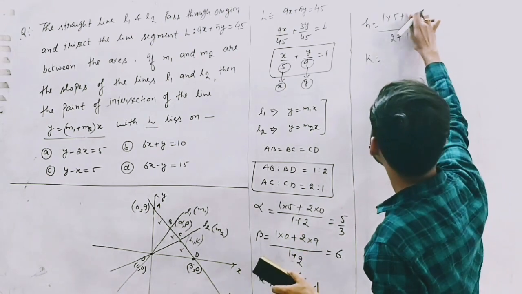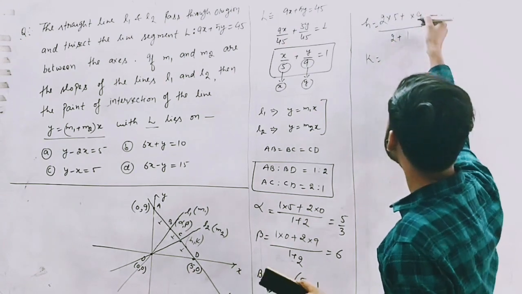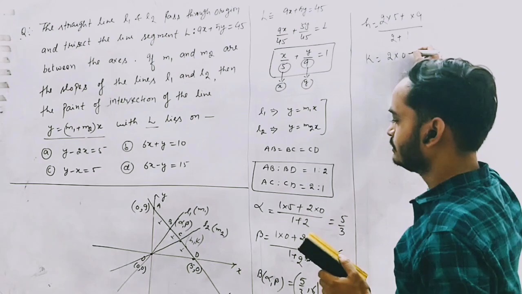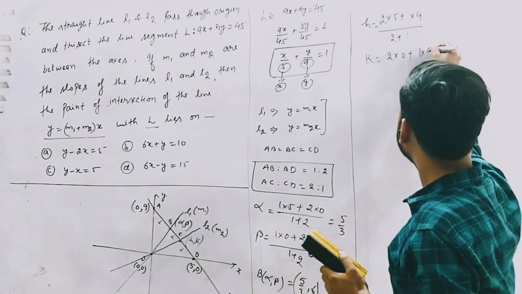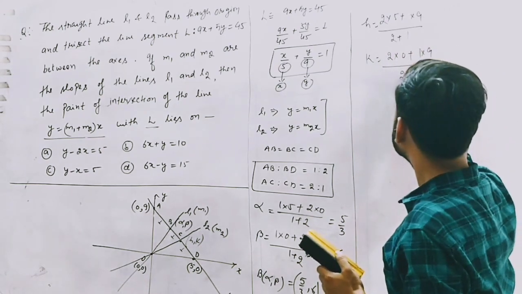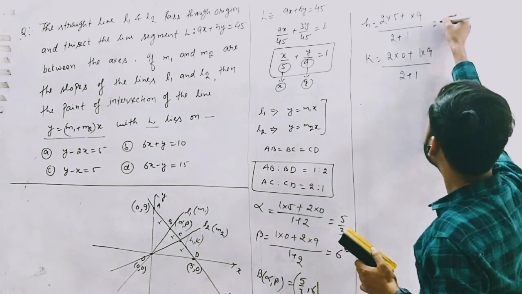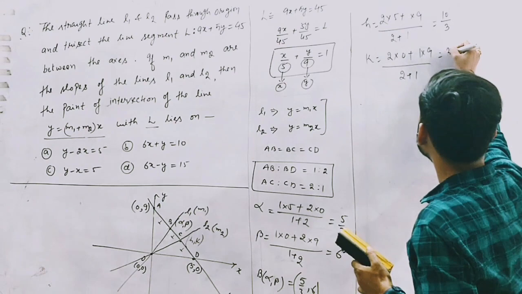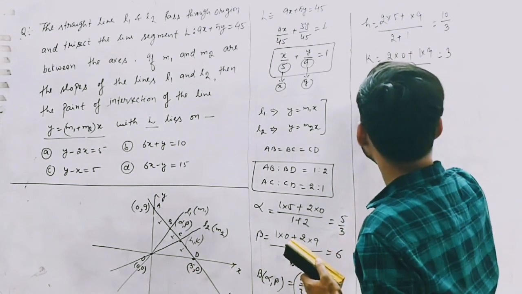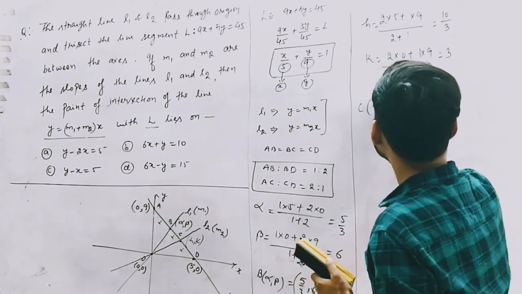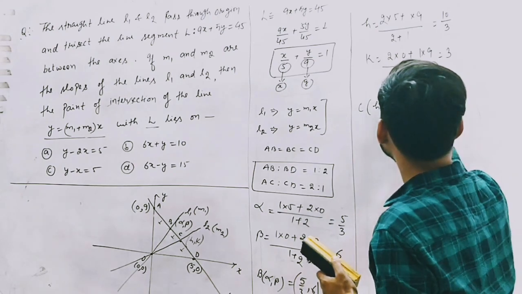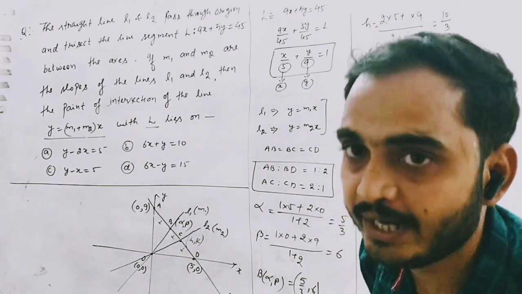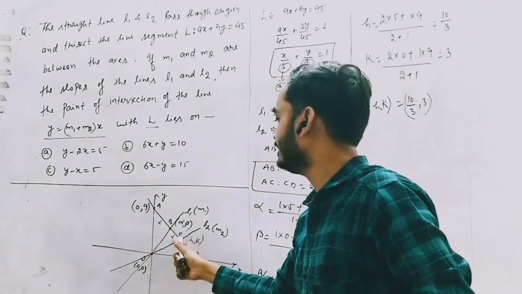sorry, this will be equal to 2 into 5 plus 1 into 0 upon 2 plus 1, and k is 2 into 0 plus 1 into 9 upon 2 plus 1. So this will be equal to 10/3 and this will be equal to 9/3, which is 3. So coordinate of point C, h comma k, comes out to be 10/3, 3. So now we have found the coordinates of point B and C.